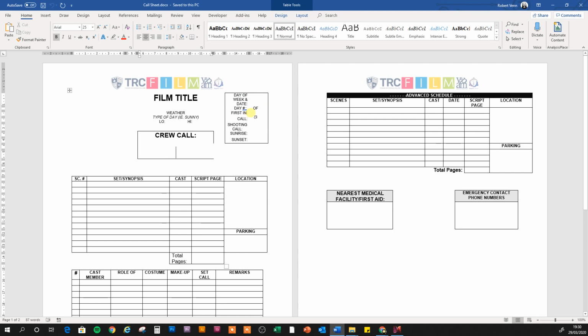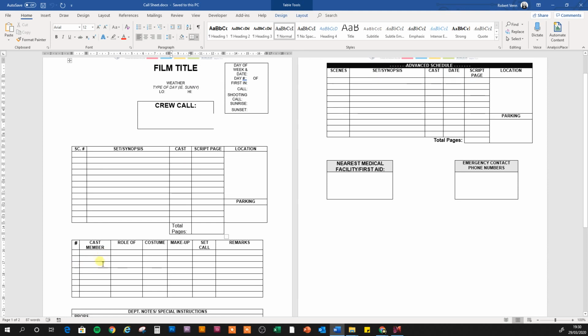First in, who needs to be there first to set everything up, okay? Call, what time they need to be there. Shooting call, when you're planning on starting filming, sunrise, sunset. Scene number, well, SC hashtag means, hashtag also means number. So scene number, what location it's going to be and what you're going to be doing in that scene. Which cast members are required. Remember, every cast member gets a number. This is the name of that cast member. This is the character they're playing, what costumes they need, what makeup you need, what time you need them on set, and any notes. This tells you what script pages need to be doing.